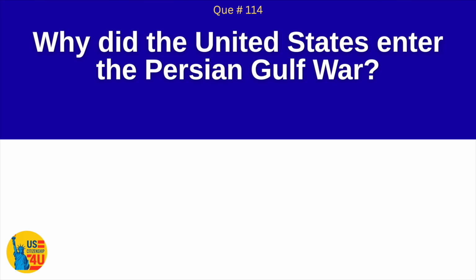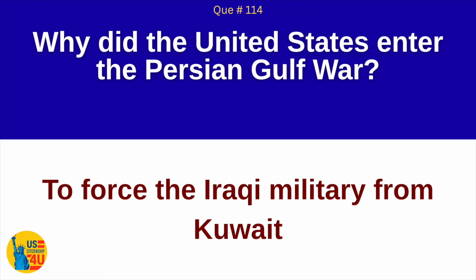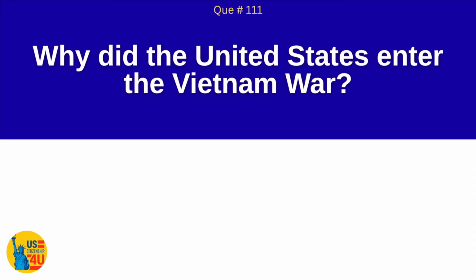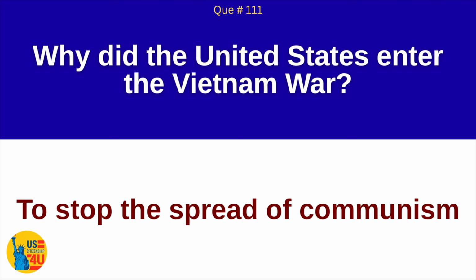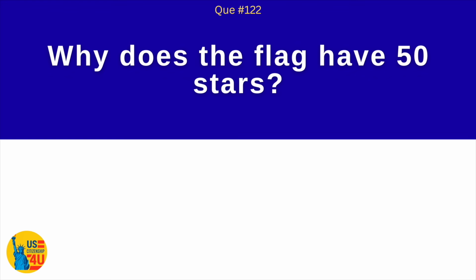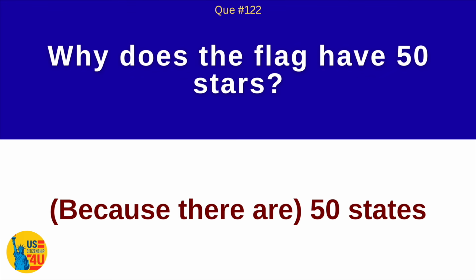Why did the United States enter the Persian Gulf War? To force the Iraqi military from Kuwait. Why did the United States enter the Vietnam War? To stop the spread of communism. Why does the flag have 50 stars? Because there are 50 states.